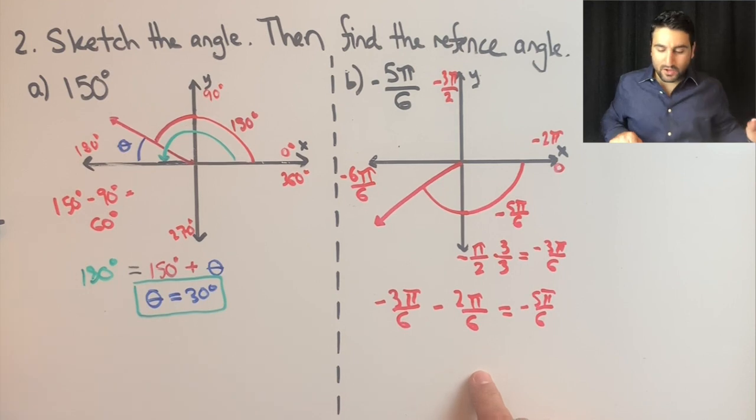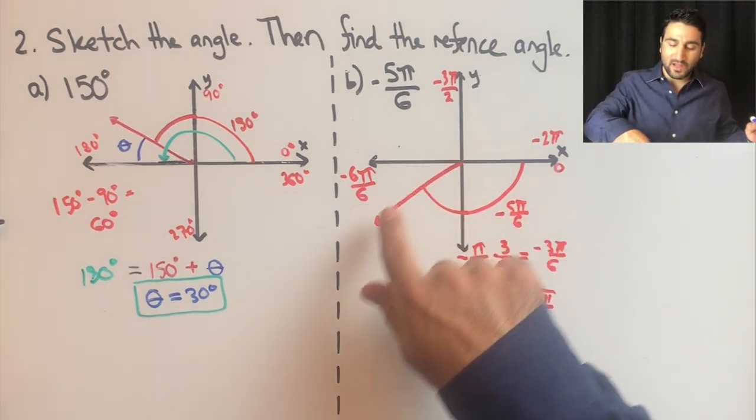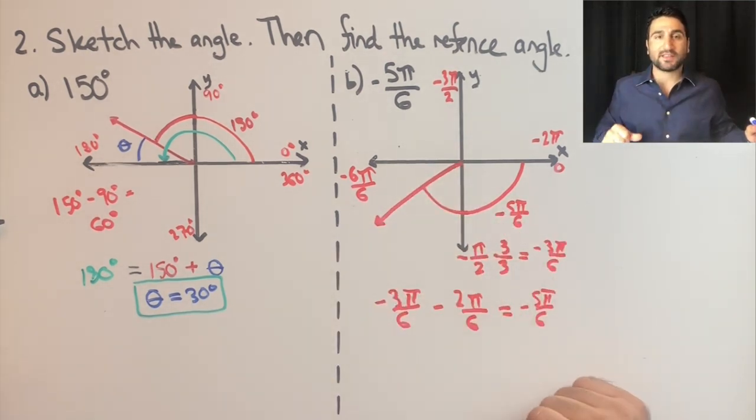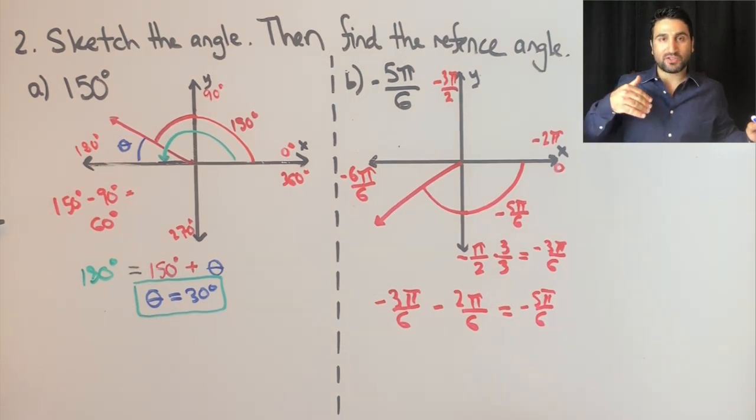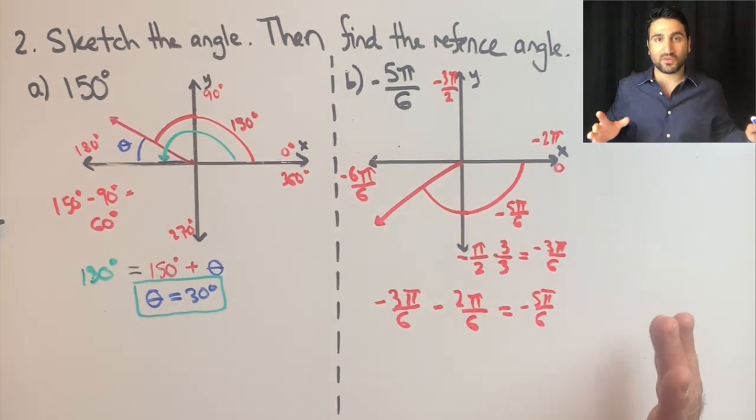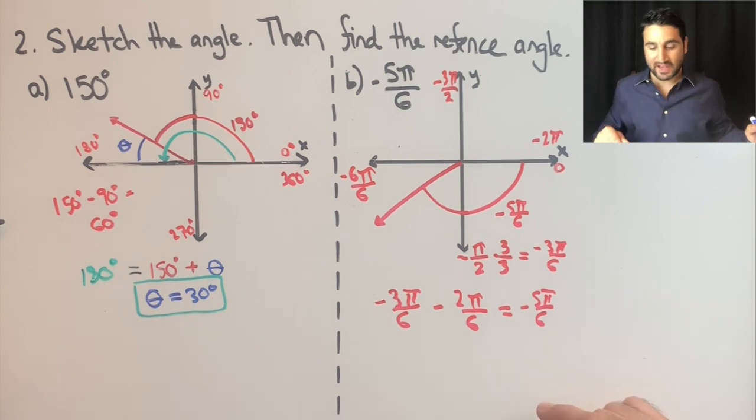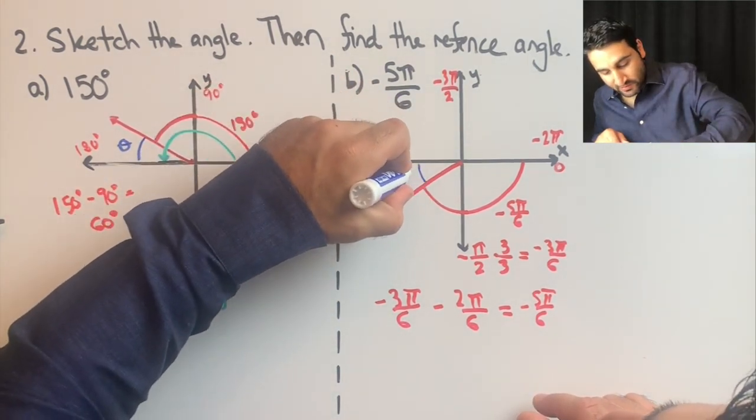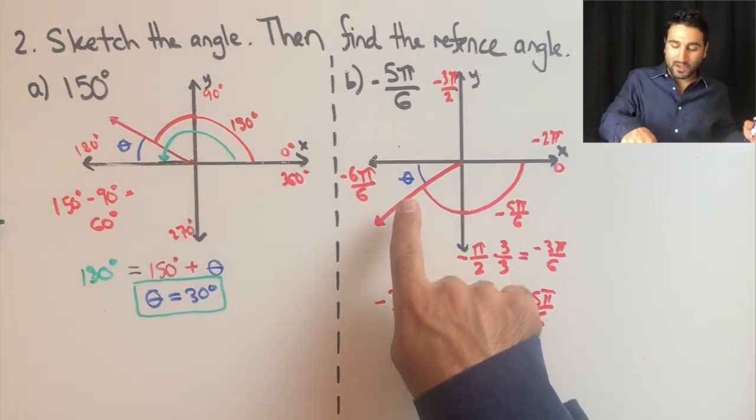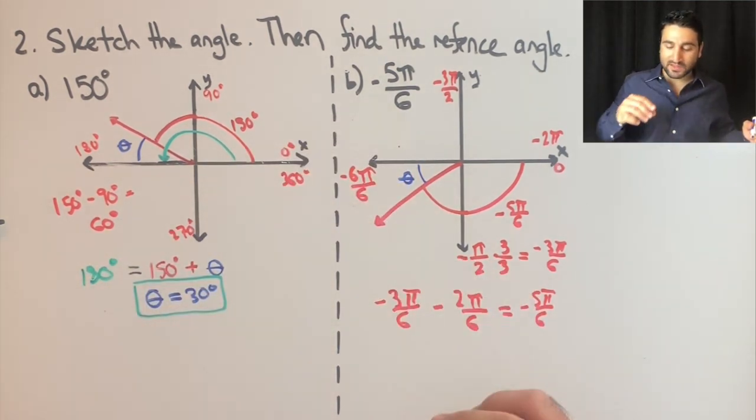So we want to know the size of this line to the nearest x-axis. But it's only going to be a positive angle. It doesn't matter which direction it is in reference to this x-axis. It's always going to be positive. It's just the size of the angle. So this is our reference angle here, just like in the previous problem. We need to figure out what the size of that is.